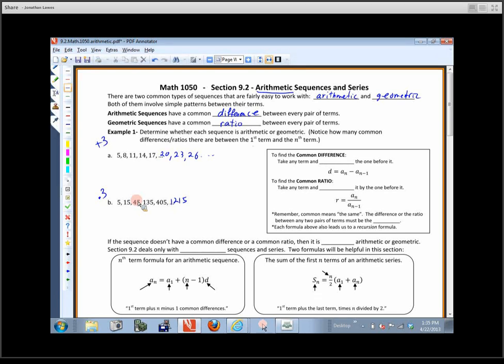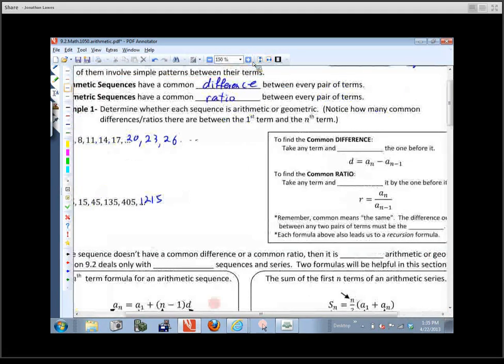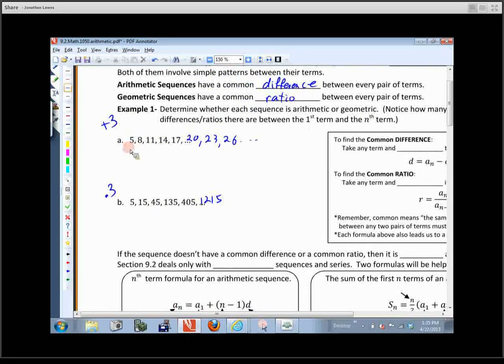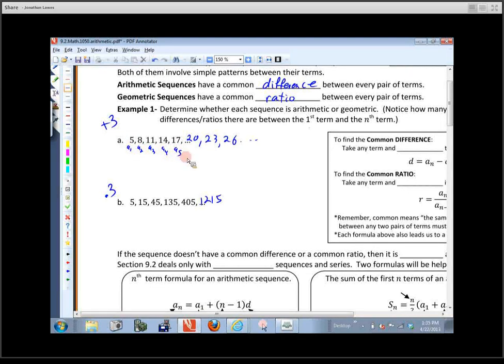Okay? Now, what I'd like to point out is this. So I'm going to zoom in on this just a little bit. Okay? This is the first term. So this is a sub 1. This is a sub 2, a sub 3, a sub 4, and a sub 5. Okay? What do you have to add to 5 to get to 8? You got to add 3. Okay? Now, to go from 8 to 11, you have to add 3 again, right?